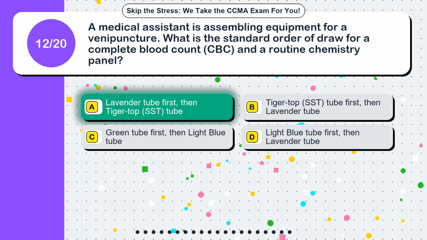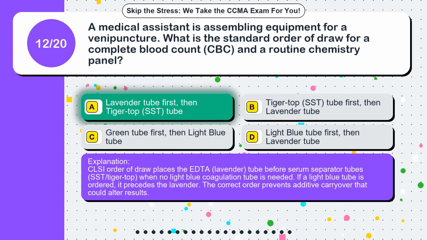Lavender tube first, then tiger top, SST, tube. CLSI order of draw places the EDTA, lavender, tube before serum separator tubes, SST/Tiger top, when no light blue coagulation tube is needed. If a light blue tube is ordered, it precedes the lavender. The correct order prevents additive carryover that could alter results.